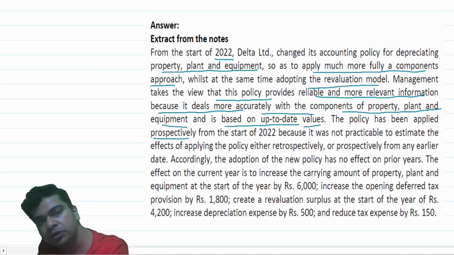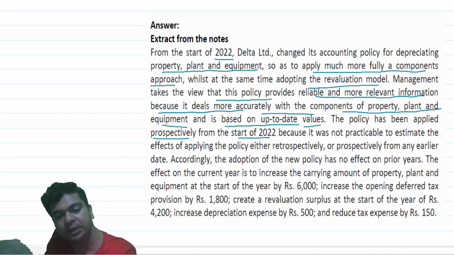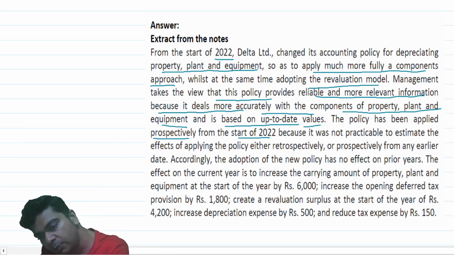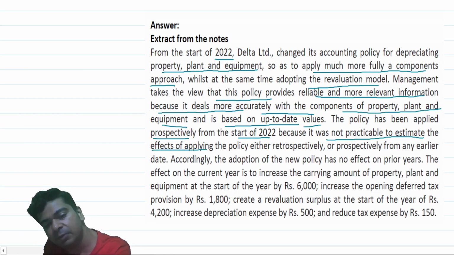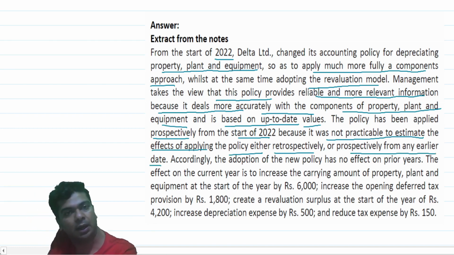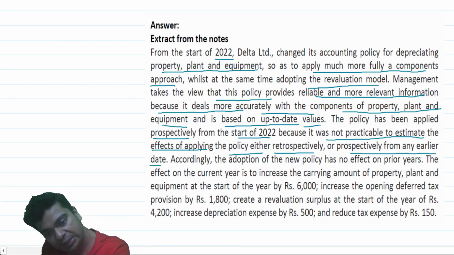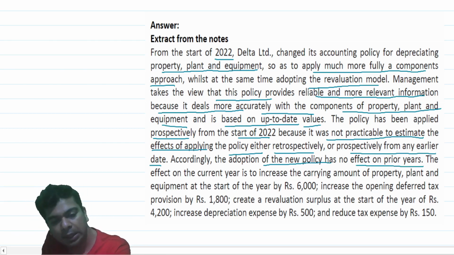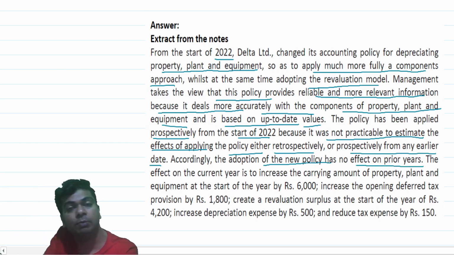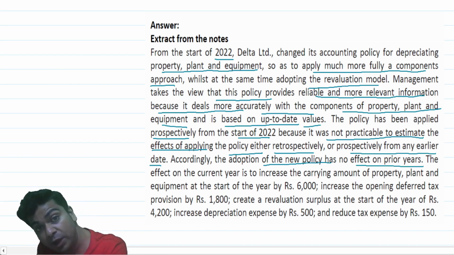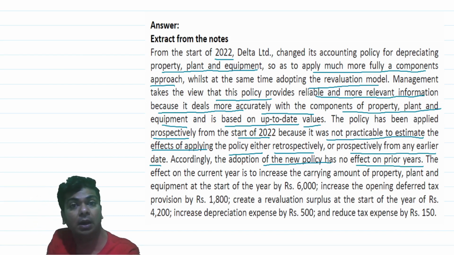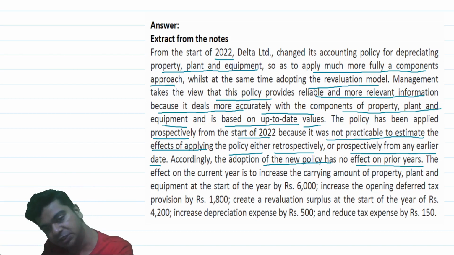Actually, you should give retrospective effect, but I had to give it prospectively from the start of 2020. To explain the reason now: it was not practicable to estimate the effects of applying the policy either retrospectively or prospectively from any earlier date. Accordingly, the adoption of the new policy has no effect on the prior years. If there was an effect on prior years, then you would also have been required to prepare a third balance sheet, isn't it?